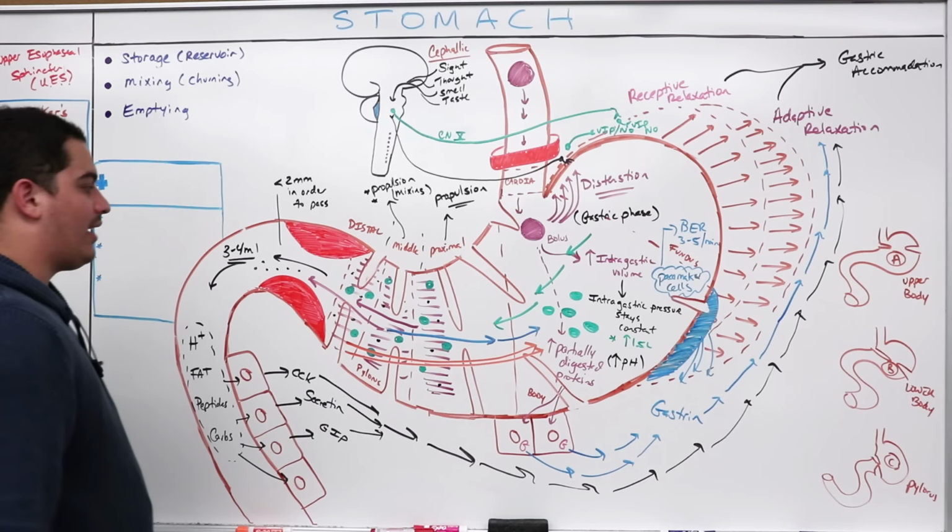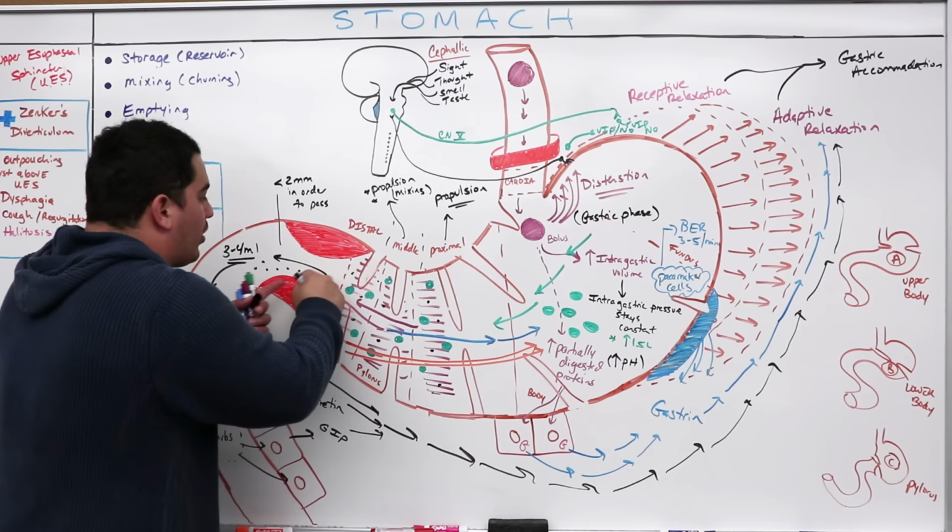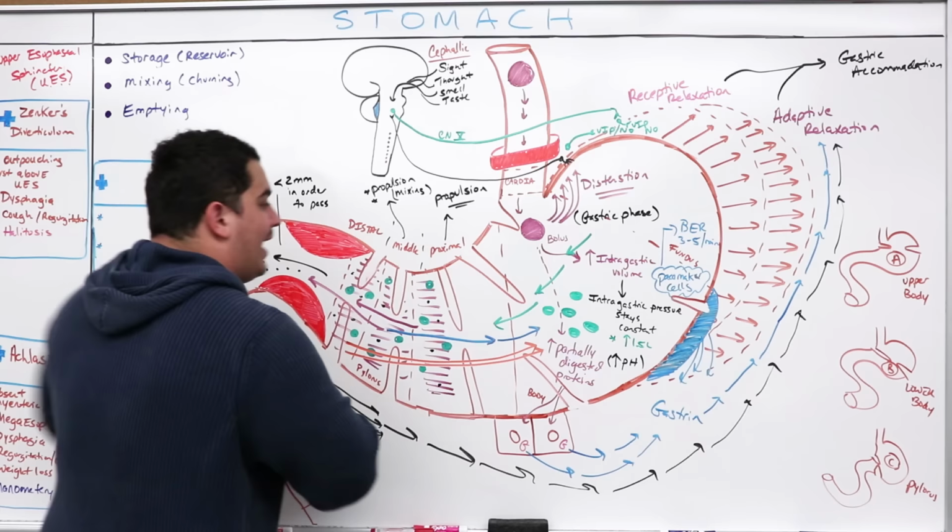Then the terminal antrum, when it contracts, remember it's so close to the pyloric sphincter that the sphincter contracts with it and occludes the pyloric canal. Now no chyme can exit. All the chyme can only go in one direction, and that's back into the stomach body to get mixed up with the gastric juices.